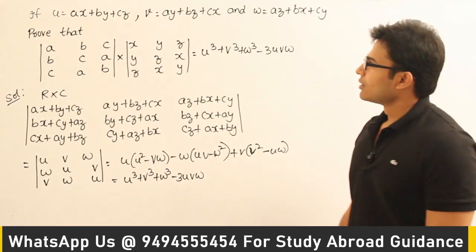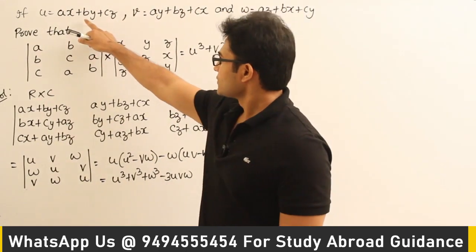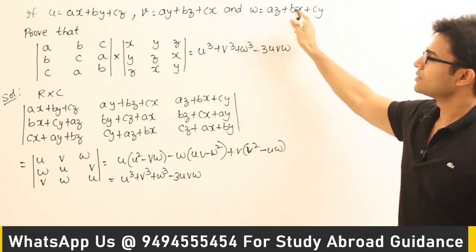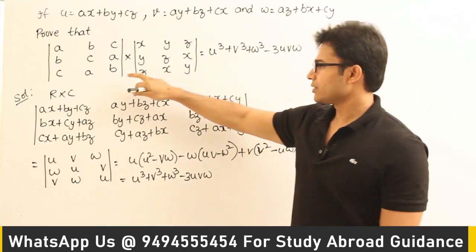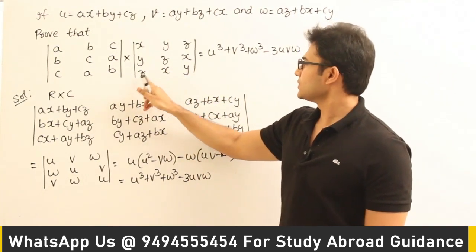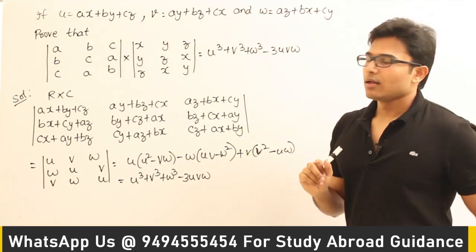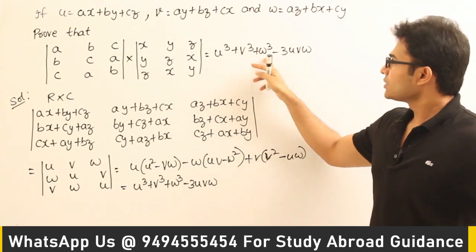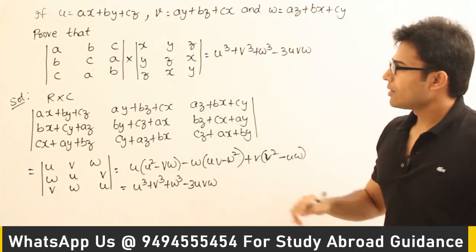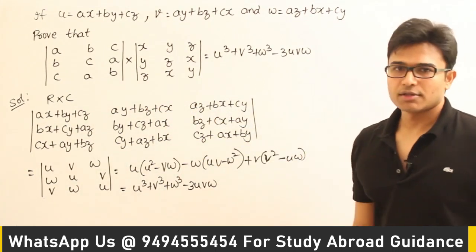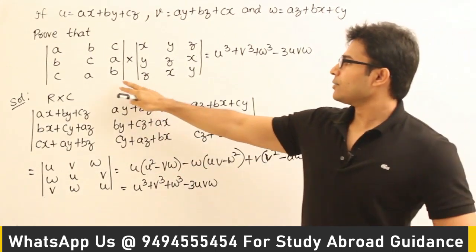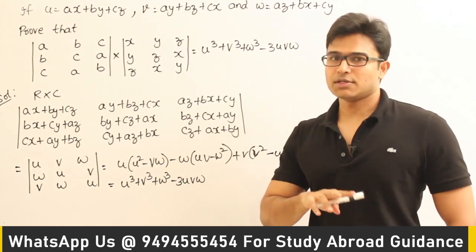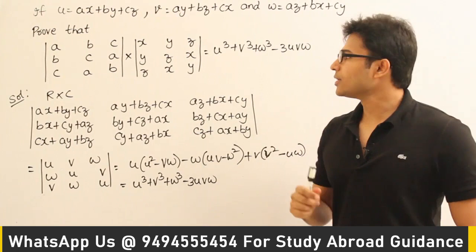See this, if u equal to ax plus by plus cz, v equal to ay plus bz plus cx, and w equal to this one, we are supposed to prove that the product of these two determinants is equal to this one, right? So for that, what I'll try to do is, see clearly the answer is in terms of u, v and w, but here it is a, b, c and here it is x, y, z. Therefore, you have to convert the product of these two determinants into u, v and w. So you have to multiply them in such a way that it can be written as u, v, w, right?